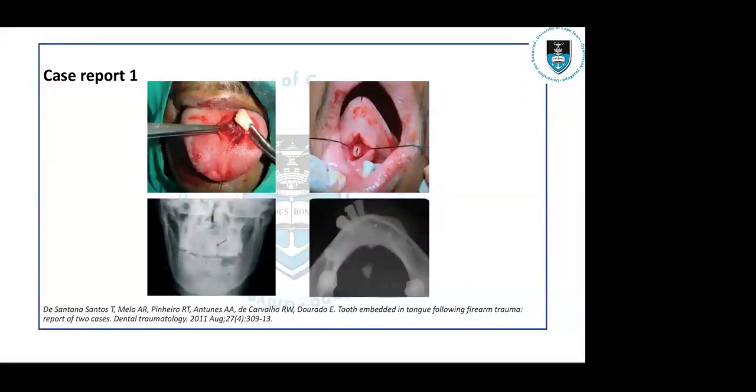In both cases, x-rays were done, and in both cases, incision and removal of the teeth was done under local anesthesia, using a dorsal approach for the first case and a ventral approach for the second case. And in both cases, no antibiotics were given, and neither of the patients returned for follow-up.